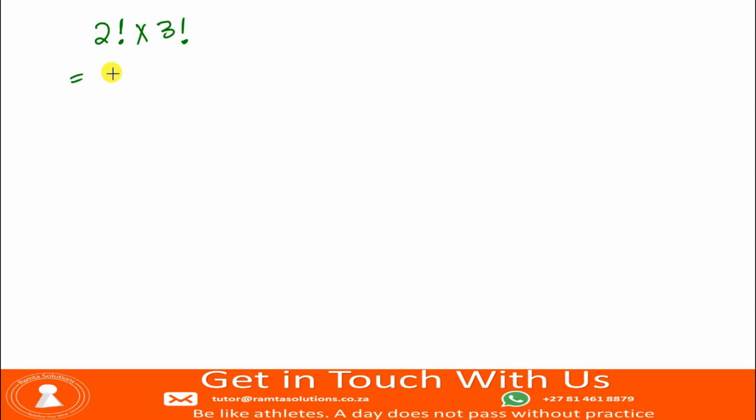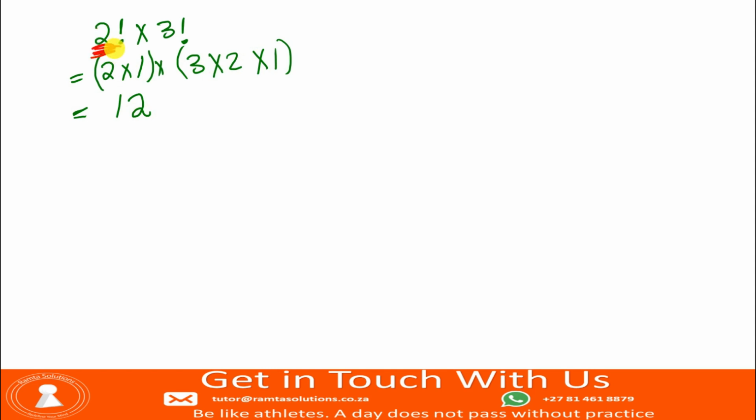So this will then be 2 factorial, which is 2 times 1, multiplied by 3 factorial, which is 3 times 2 times 1. This is 2, this is 6, so this is 12.